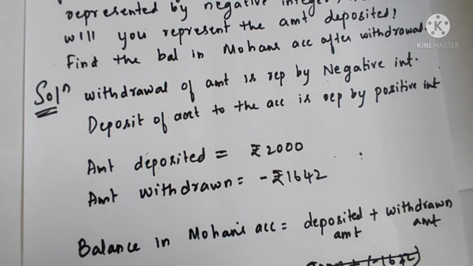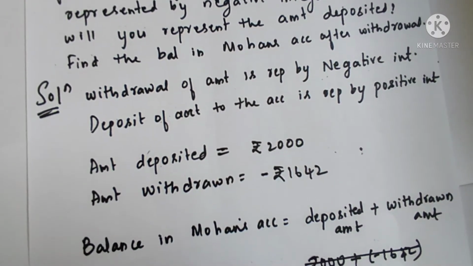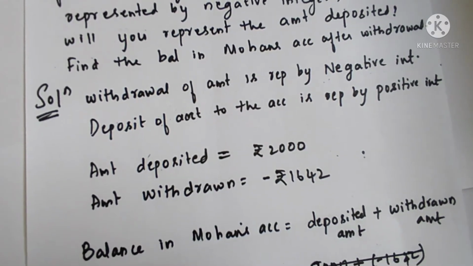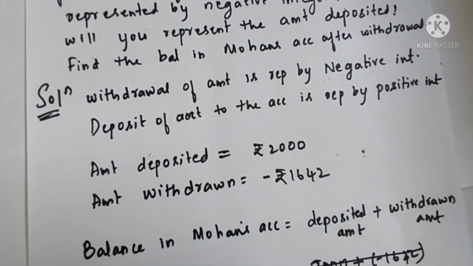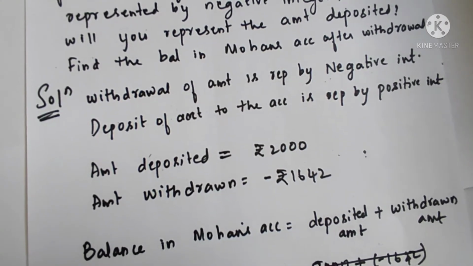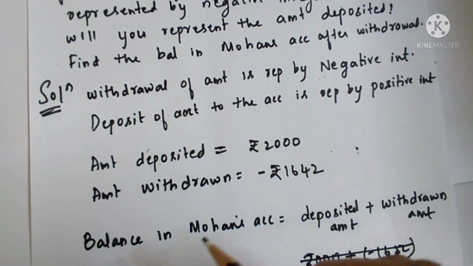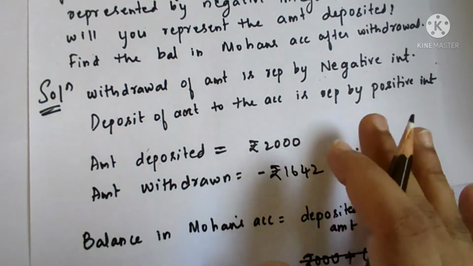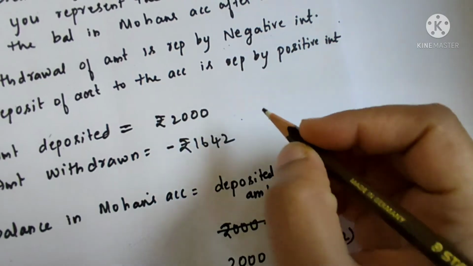The logic is very simple for class 7, but it looks like a simple grade 2 or grade 3 question where the amount is deposited, he has removed some amount from his account, then what is the remaining? Definitely you have to subtract. So 2000 minus 1642, you will get the answer. But no, here you have to use the concept of integers. Before you understand, I want to give you one small example.